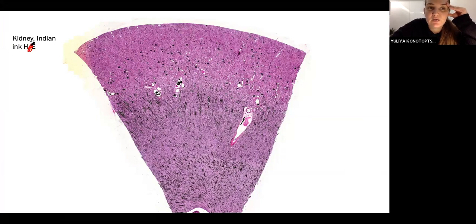Sorry, it's just like automatically when I type H and E. It's just forever imprinted into my brain. So it's not with eosin, okay? It's just Indian ink together with hematoxylin.